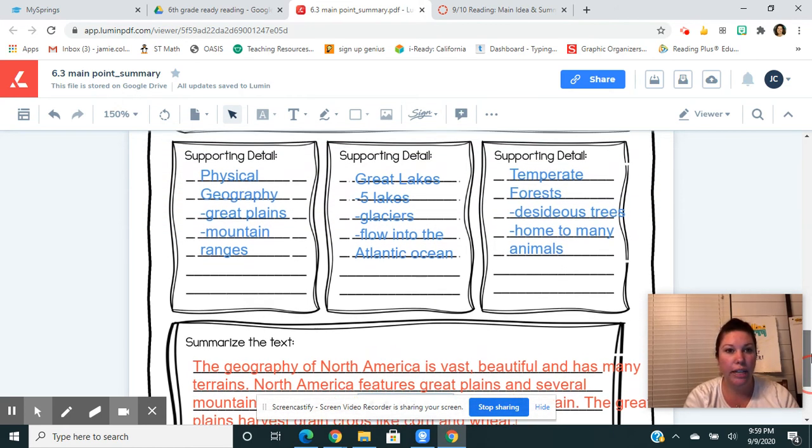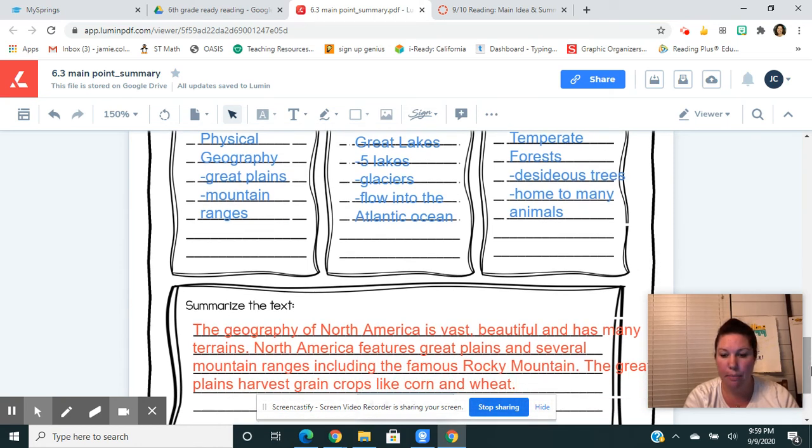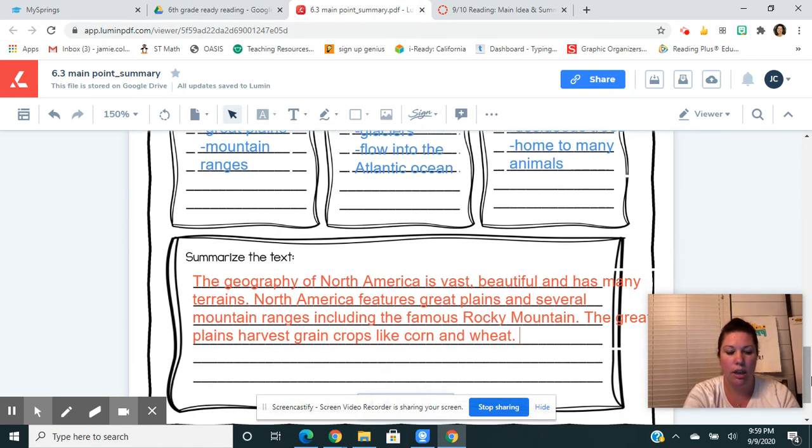Then my next sentence is going to introduce my next detail. So I'm going to talk about the Great Lakes. Okay. The next, like how I use that transition word or transition phrase. The next feature in North America is the Great. Actually, I should capitalize this because it's a place. Great Lake.